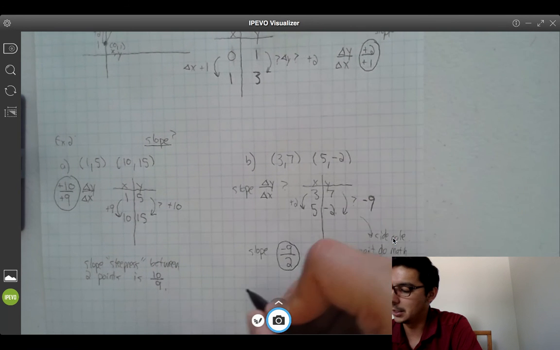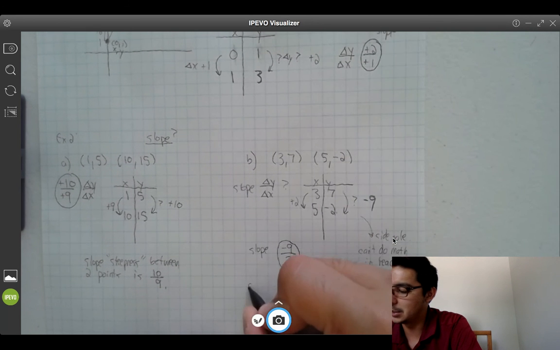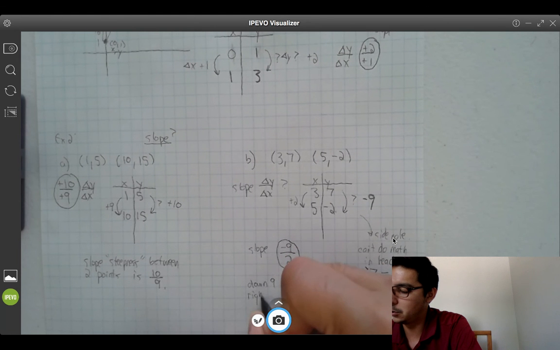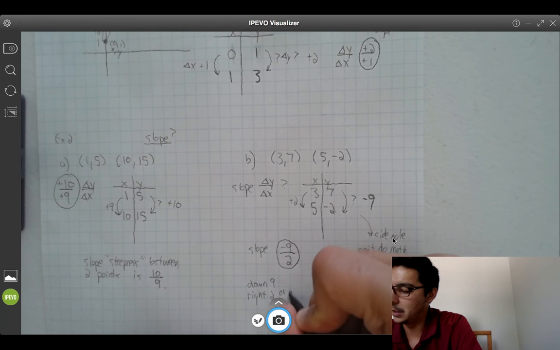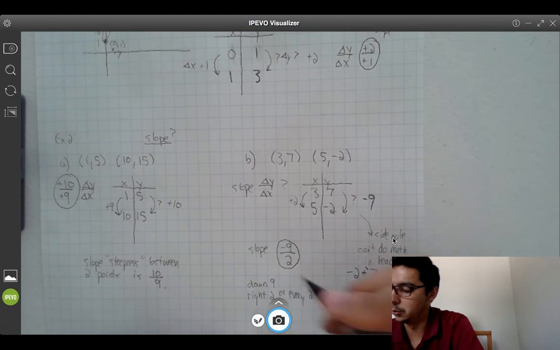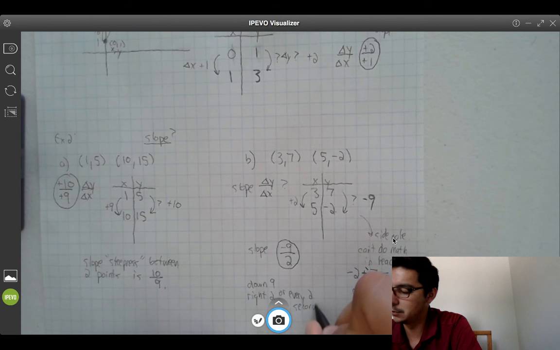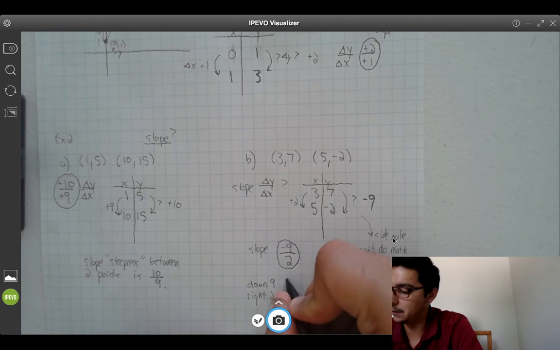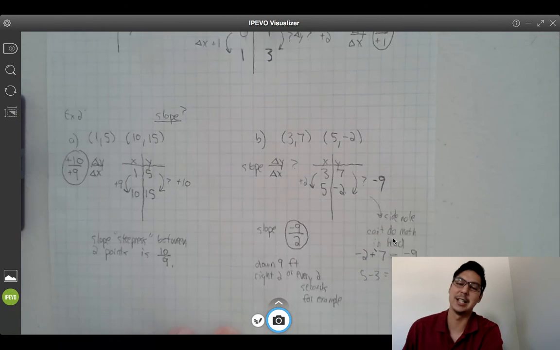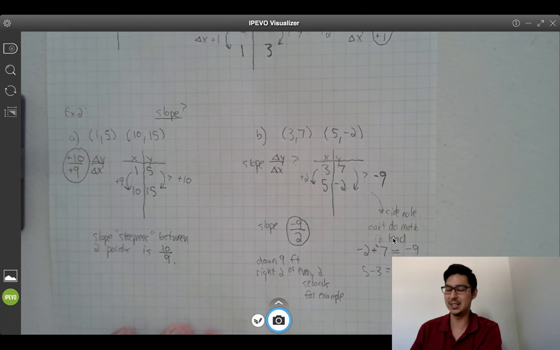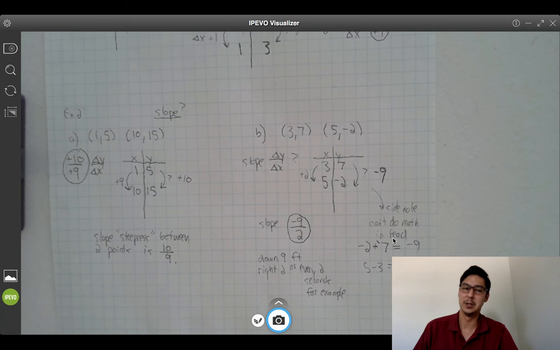Which, to help you see this, means that it's going down 9, right 2, or every 2 seconds, for example. You could say it's going down 9 feet. I'm just trying to make sense of this for you, because it represents how something is changing. Right? So it's changing down 9 every 2, up 10 every 9. But that's how you get the slope without a graph.